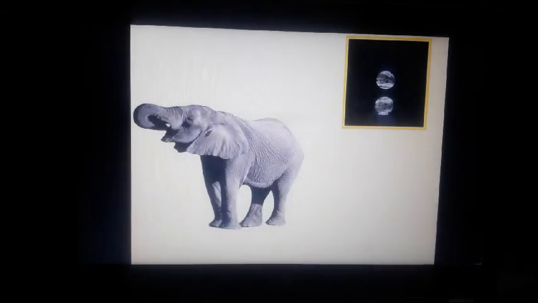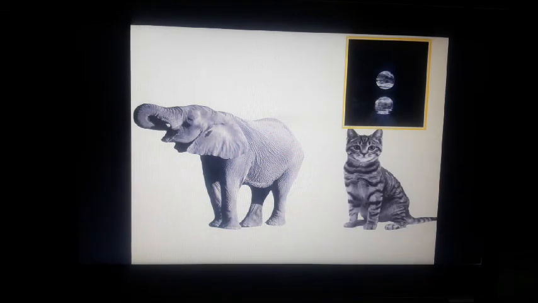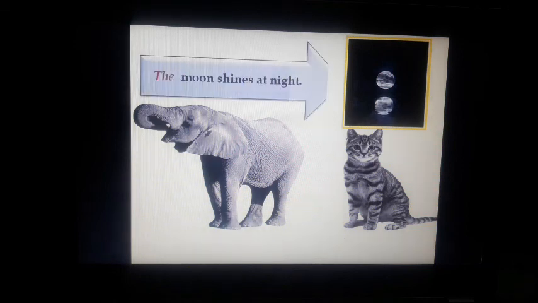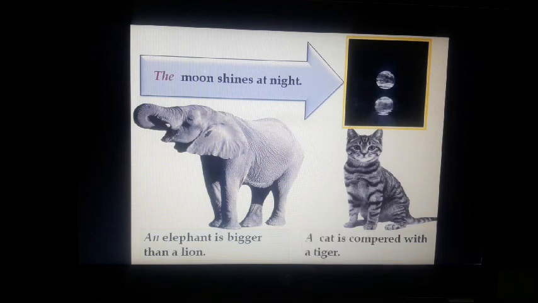Look at the pictures and make a sentence. Look at the second picture and try to guess a sentence. And look at the third picture. I have already made some sentences with these three pictures. Now look at the sentences. First, the moon shines at night. The second picture, an elephant is bigger than a lion. The third one, a cat is compared with a tiger.